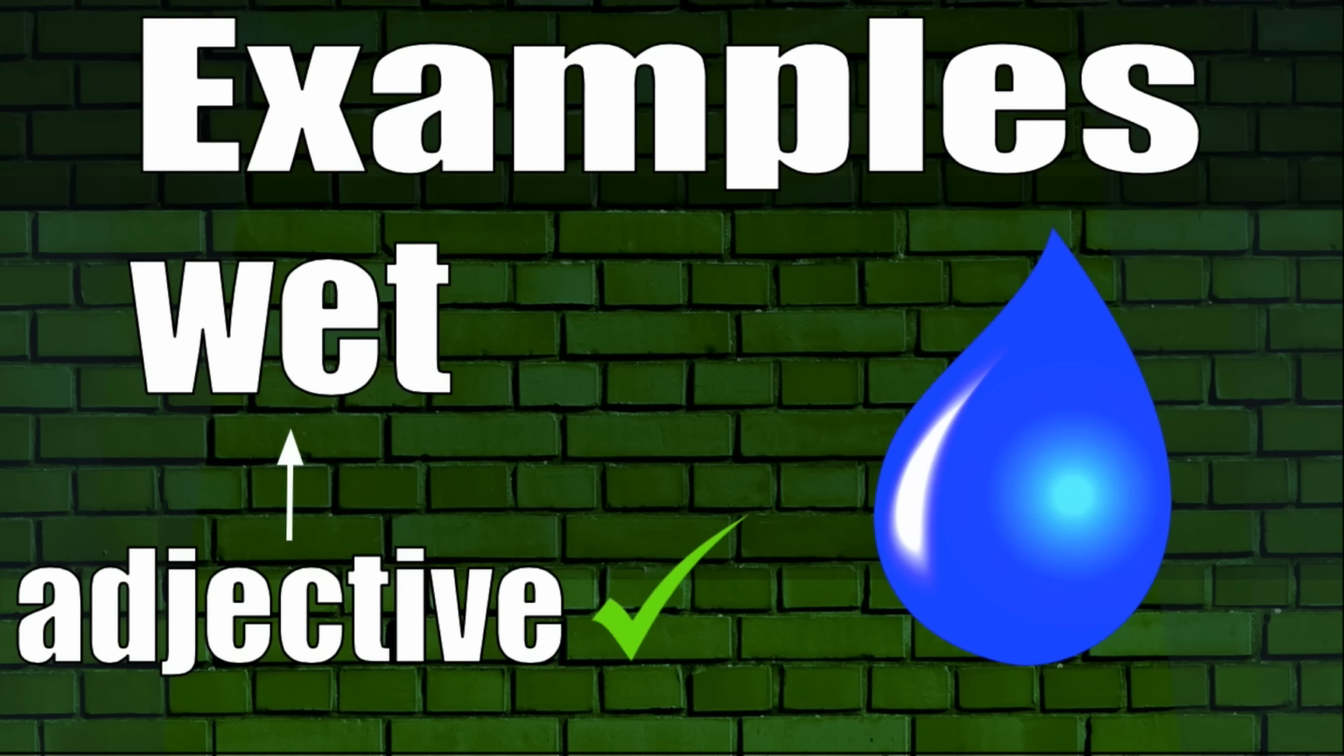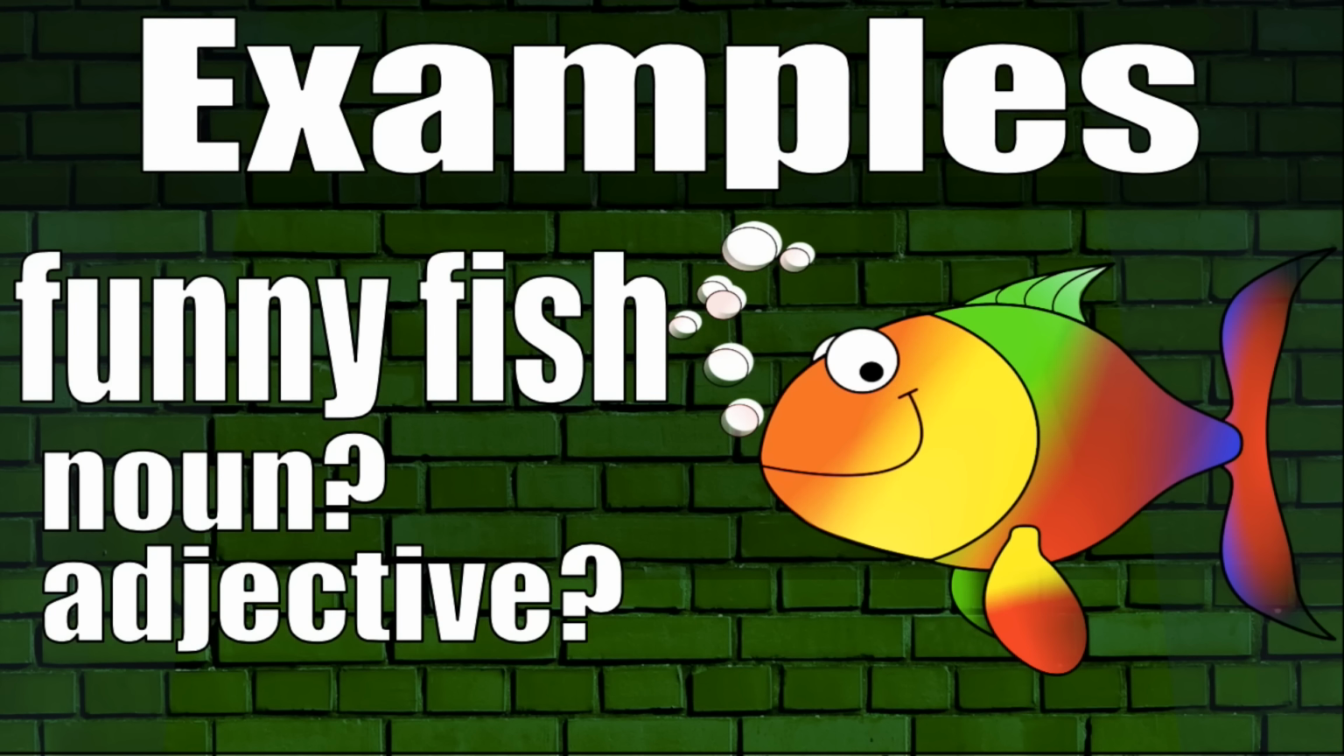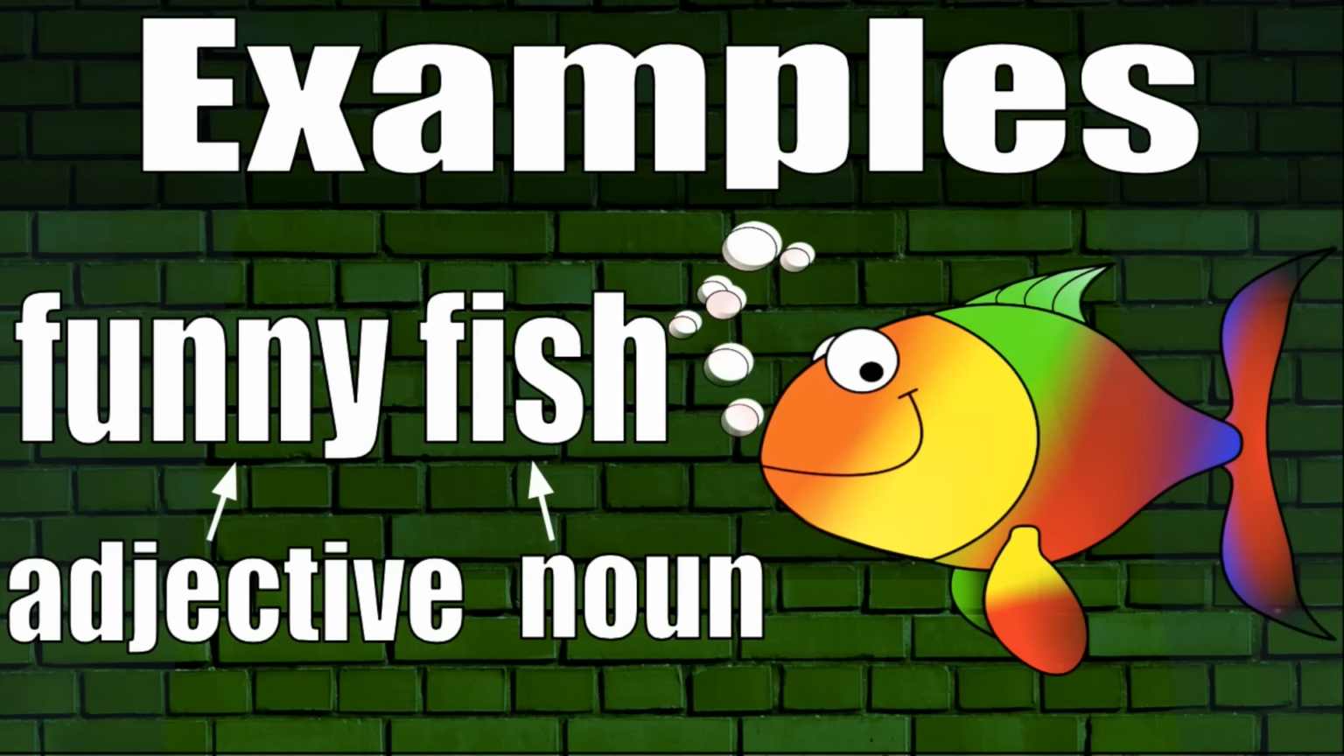Another adjective is wet. And another adjective is cold. What about funny fish? Which word is a noun and which word is an adjective? With funny fish, the adjective is funny and the noun is fish, because the thing we're talking about is a fish, and funny is describing what kind of fish it is.